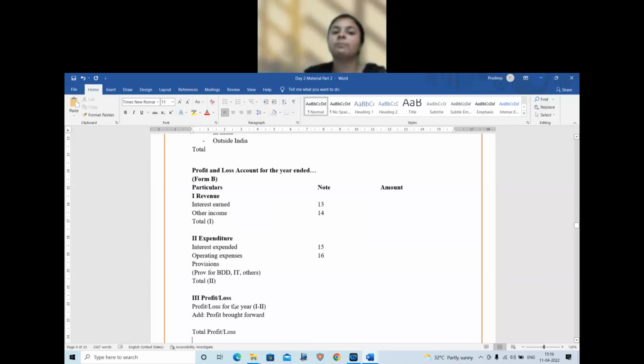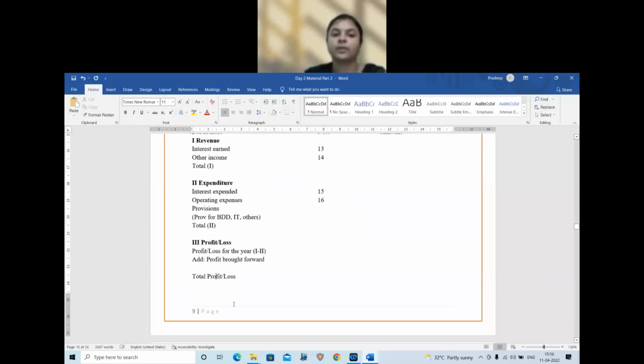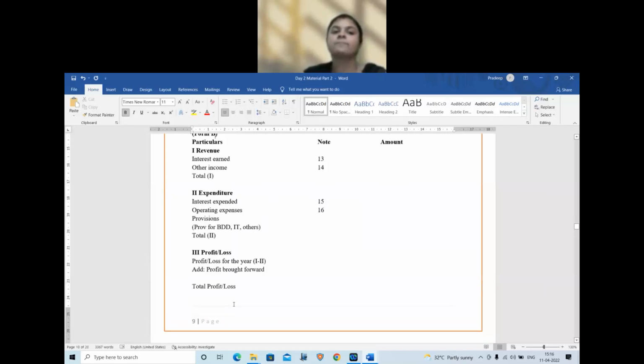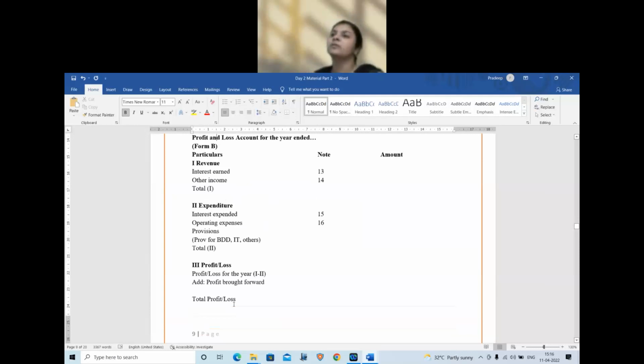Moving on to the profit and loss account. The format is going to be for revenue, which is interest earned, then other income. Expenditure, we have two categories: interest expended, operating expenses. This operating expenses is a holistic category. All expenses other than interest and commission expenses will come under this operating expenses category.